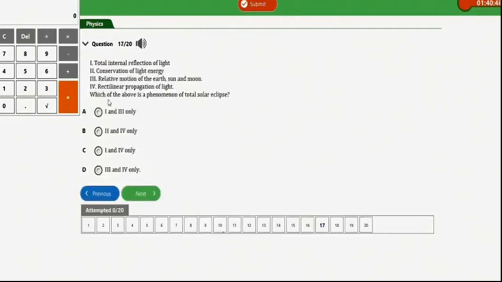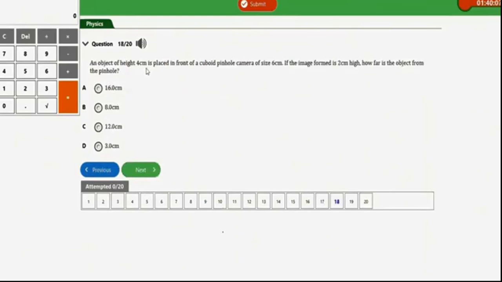It says which of the above is a phenomenon of total solar eclipse? We have total internal reflection of light, conservation of light energy, relative motion of the earth, sun and moon, rectilinear propagation of light. So the two correct statements here are III and IV. The correct option is option D. III and IV, both rectilinear propagation of light and relative motion of the Earth, Sun, and Moon are correct phenomena of total solar eclipse. So the next question will be this one.